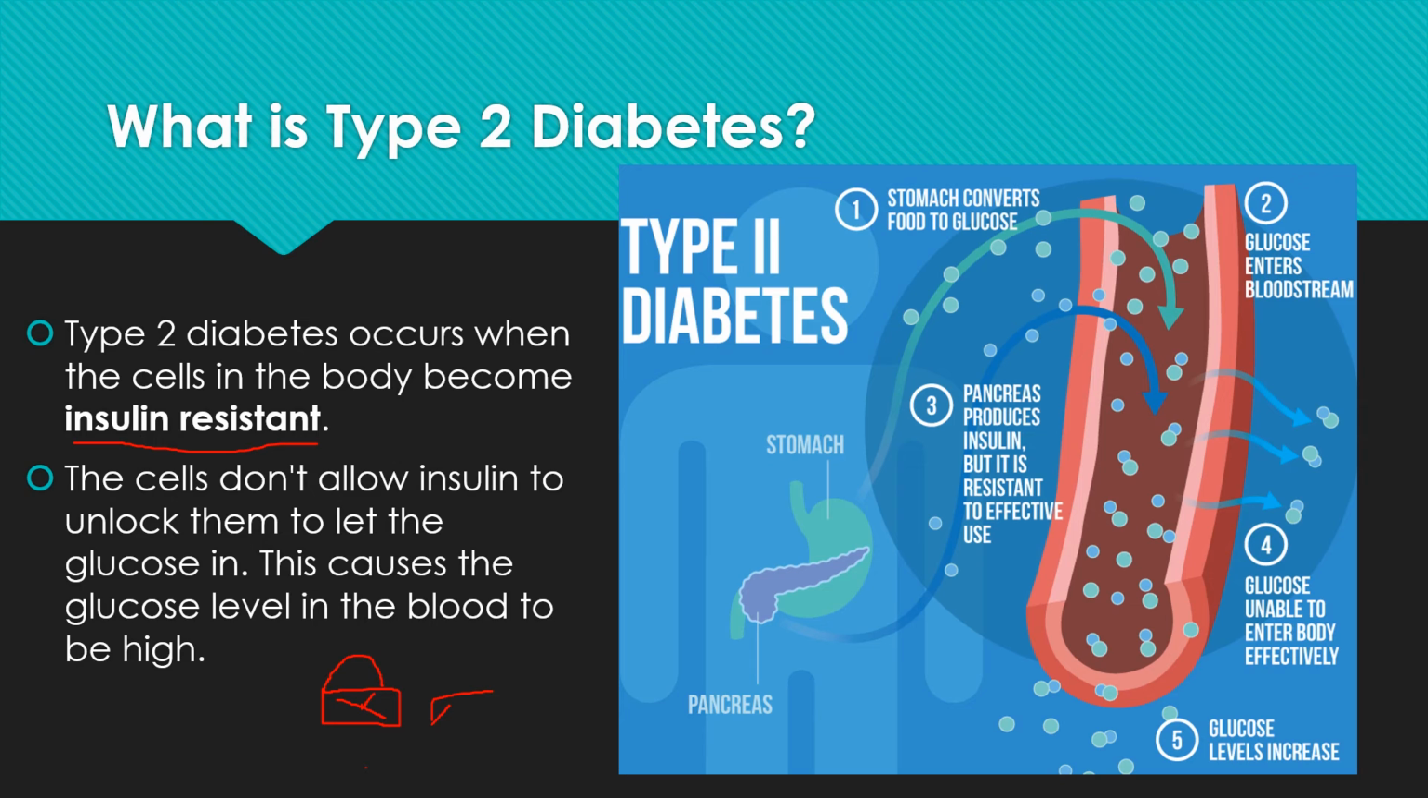So here we have another depiction of it. We've got the pancreas and the stomach. The food is taken in, it's broken down into glucose. So glucose enters the bloodstream, and because of that, the pancreas will release insulin into the bloodstream, but the insulin is not able to work to let the glucose into the cells. The glucose remains in the bloodstream and causes a high blood sugar level.